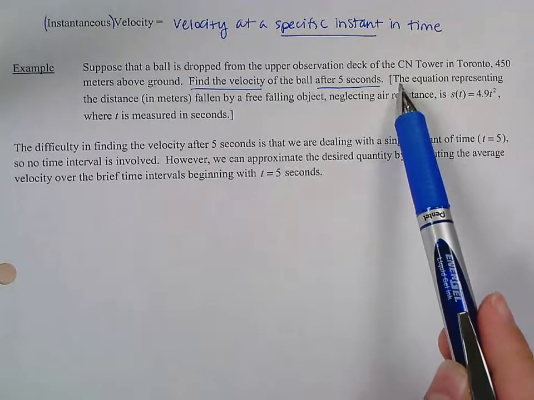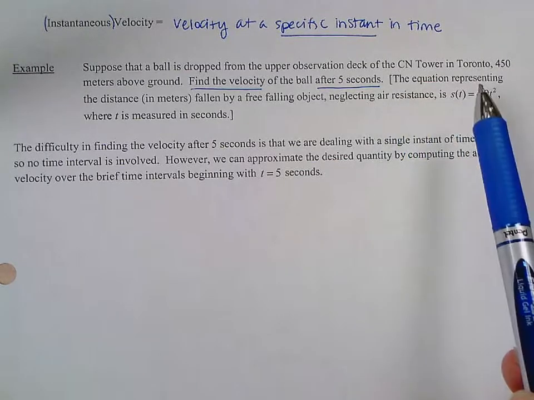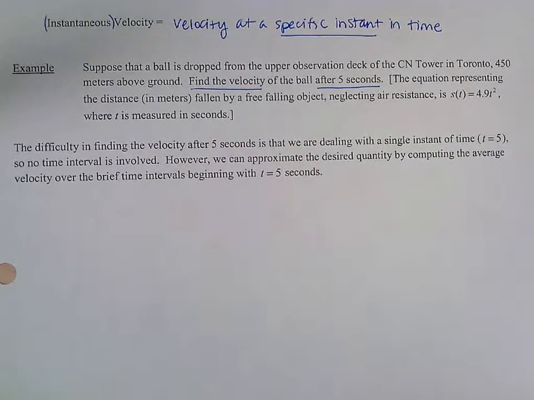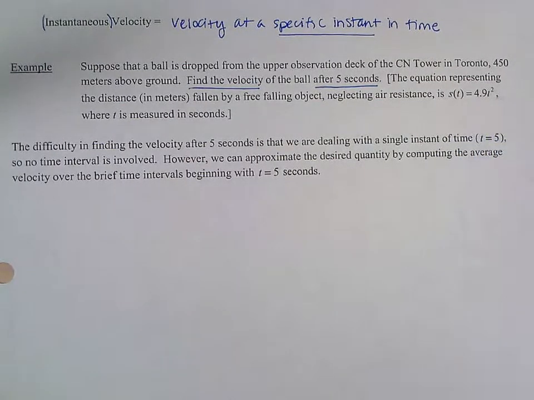I did include in here, because you wouldn't be expected to come up with this on your own, the equation that represents the distance in meters fallen by a free-falling object neglecting air resistance. So this is the function we're going to be using: f of t is equal to 4.9 t squared.